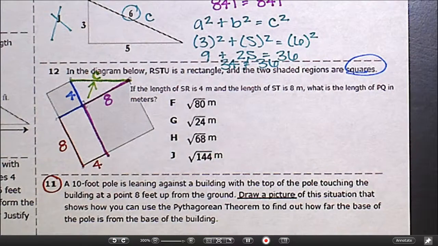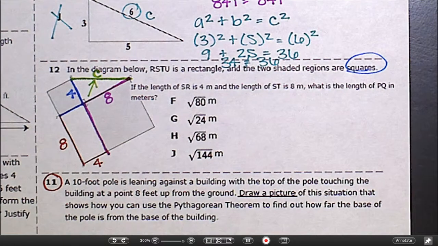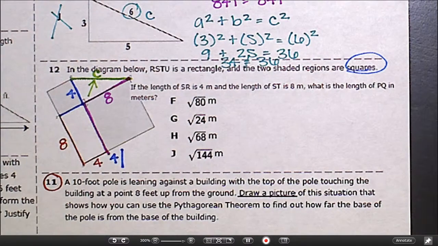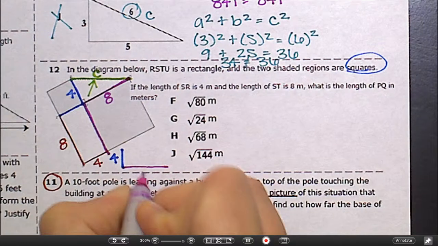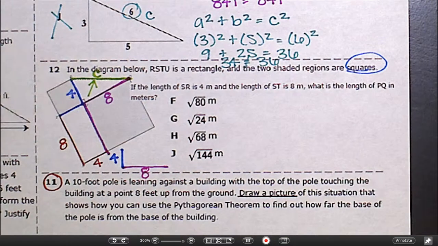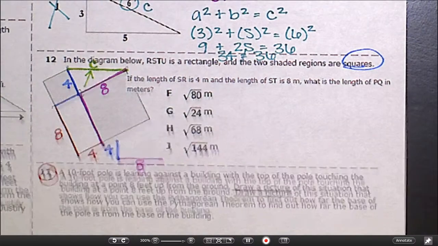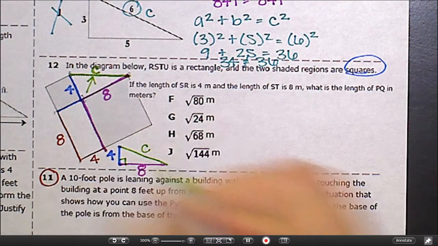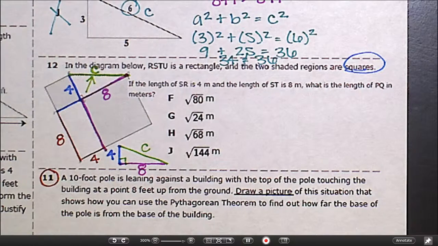So now we're stuck with a problem that's a lot simpler. I have a right triangle that's 4 and 8, and then C is what we're solving for. And there's my right angle. And that's all we're doing. So now we just need to solve that.